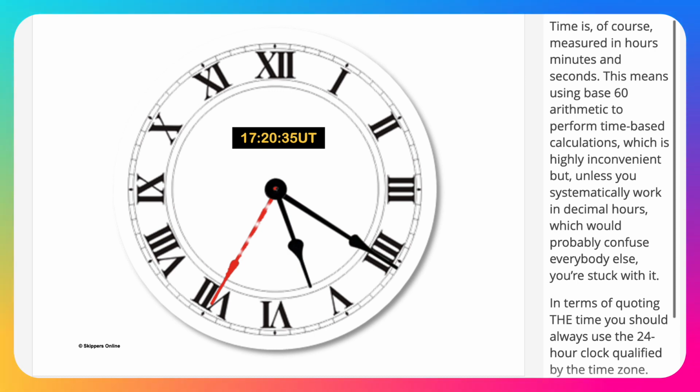Time is, of course, measured in hours, minutes and seconds. This means using base 60 arithmetic to perform time-based calculations, which is highly inconvenient, but unless you systematically work in decimal hours, which would probably confuse everybody else, you're stuck with it. In terms of quoting the time, you should always use the 24-hour clock, qualified by the time zone. Unfortunately, though, there are a number of ways of specifying the time zone, and this can lead to confusion.